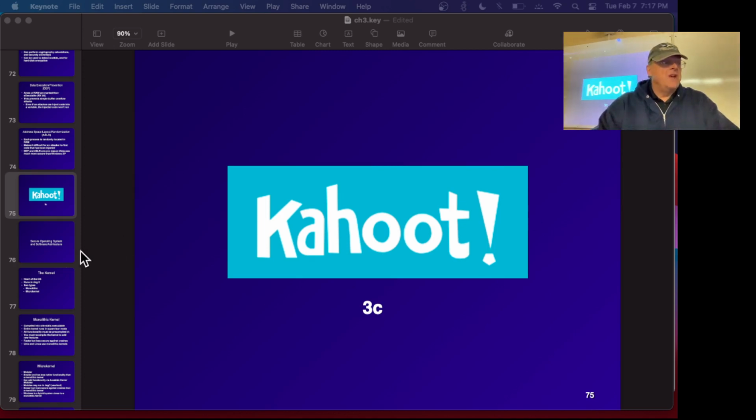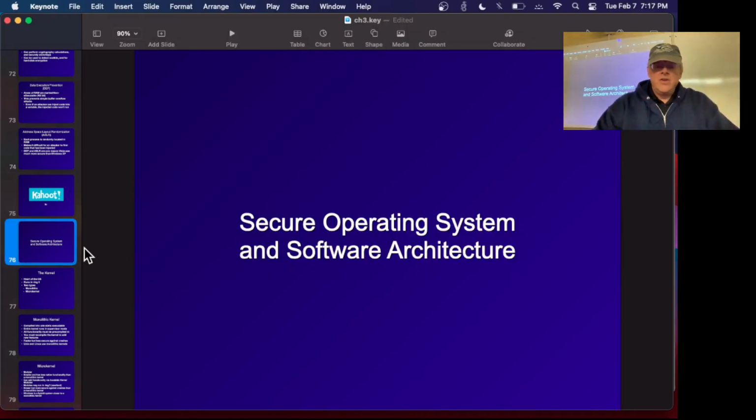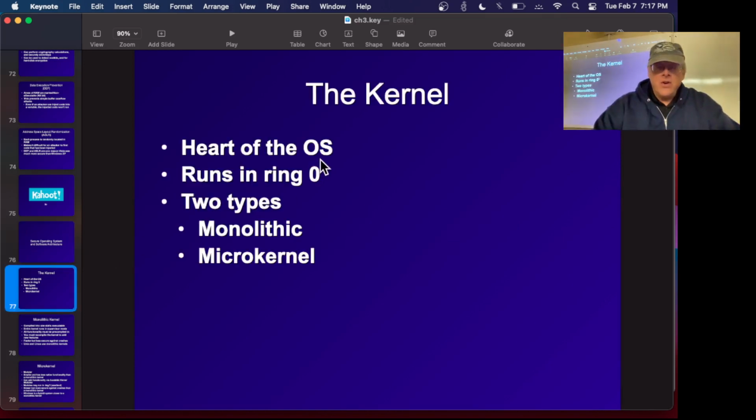All right, so let's do another section here. Secure operating system and software architecture. You got the kernel. This is the heart of the OS running in ring 0.